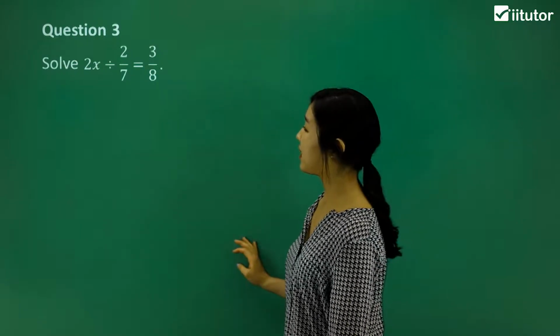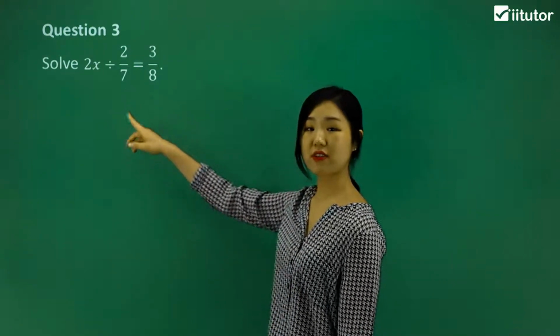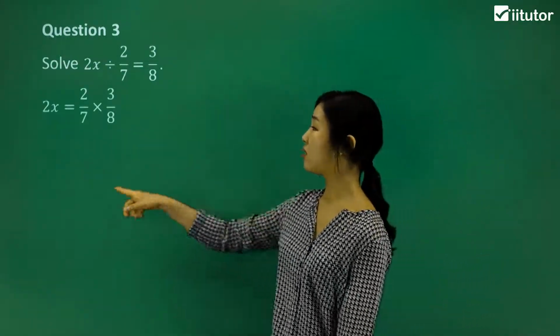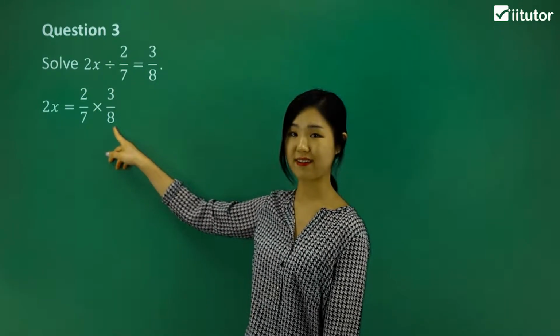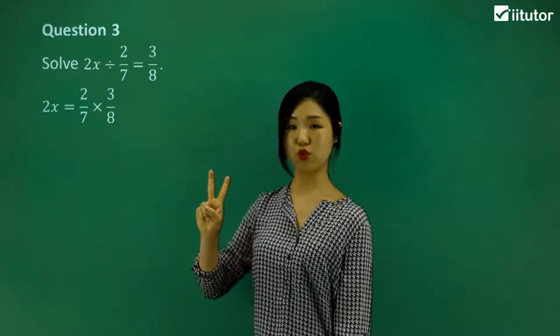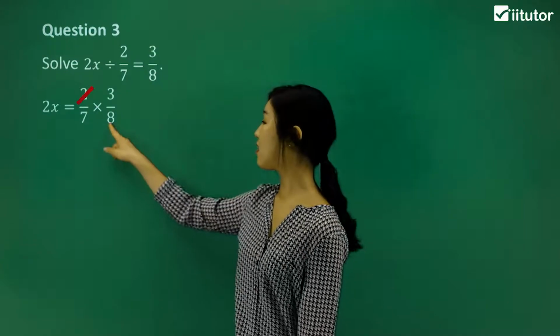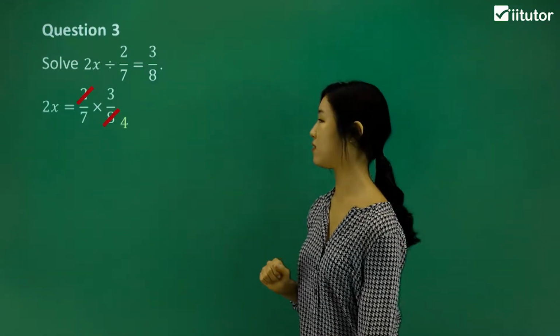Alright, question 3. Again, we want to solve for x. We're dividing by 2 on 7, so make sure now you do the opposite notation. It's times 2 on 7. So I put 2 on 7 out the front here, and then we're multiplying it with 3 on 8. Right? And you can see that 2 and 8 have common factors of 2. So let's do the simplification. The 2 crosses out. The 8 we can cross out as well, and then 8 will become a 4, right? 8 divided by 2 is 4.